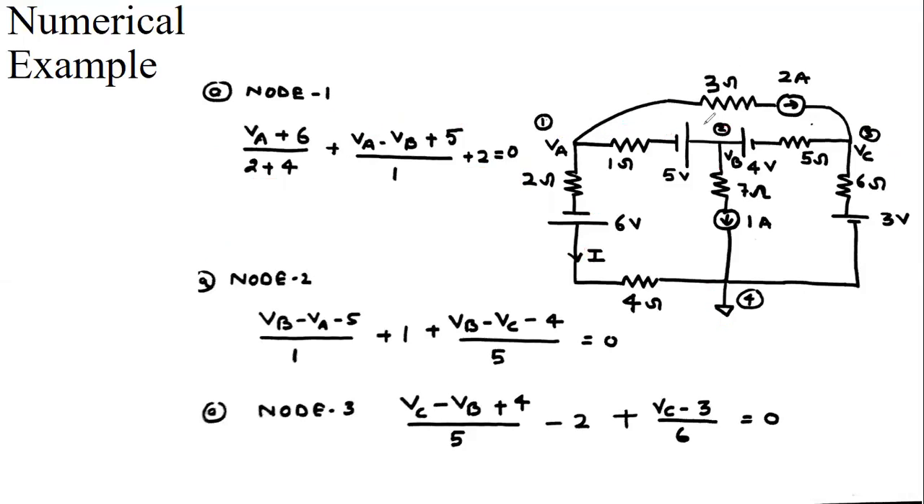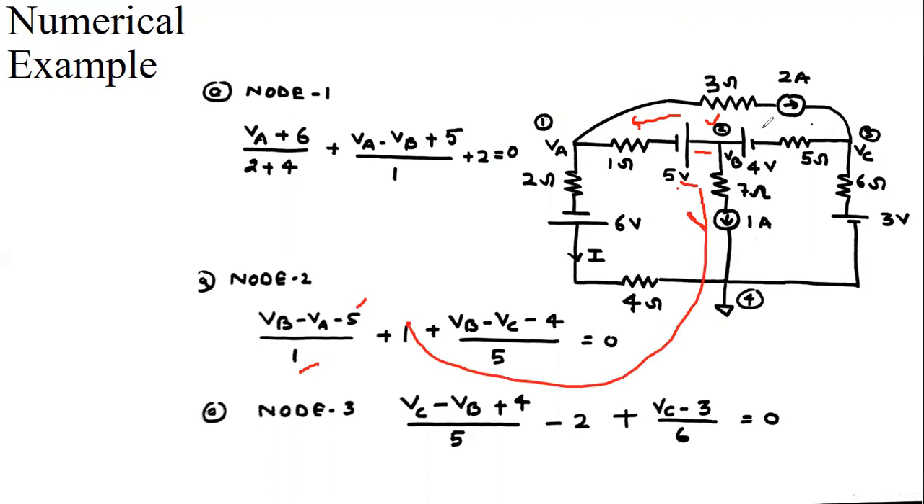Now we are applying the KCL at node 2. Just assume the outgoing current. The current in this branch in the outgoing direction is VB minus VA, and from here we are getting the plus sign. So here is the minus sign. So VB minus VA minus 5 upon 1. The outgoing current in this branch is 1 ampere, so this current is plus 1.